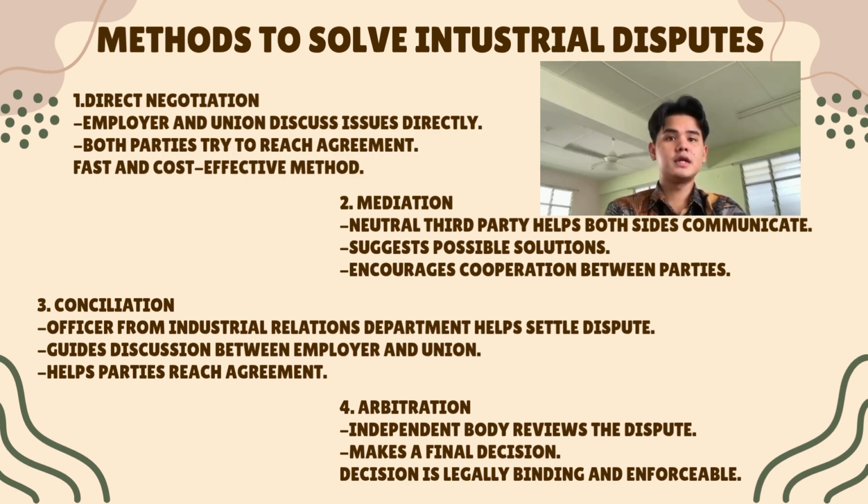The third one is conciliation. In this method, officers from the Industrial Relations Department help settle the dispute, guide discussion between employers and union, and help parties reach agreement. Conciliation is when a government officer helps solve the dispute peacefully. The last one is arbitration. This is when an independent body reviews the dispute and makes a final decision. The decision is legally binding and enforceable. So, arbitration is when a third party makes the final decision that must be followed.